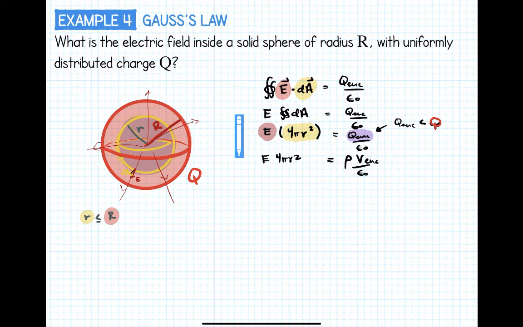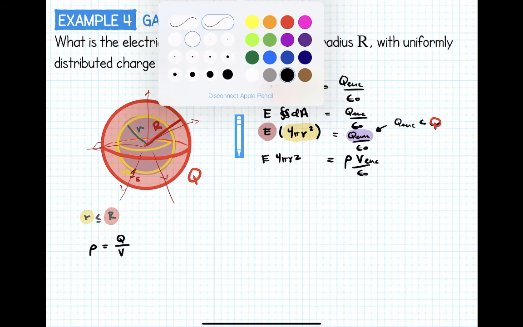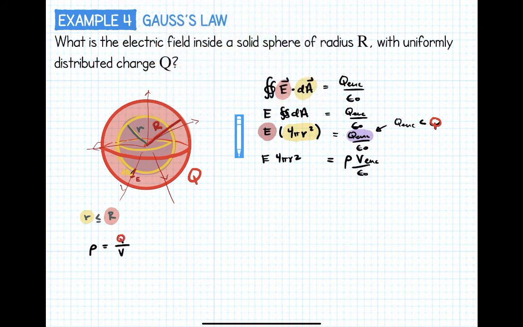And let me show you what I mean. So we have rho, which is the density of this whole thing, and that's going to be Q over the volume. So that's going to be this Q, this total Q, over the volume of this red object. So when we actually plug that in, that's Q over the volume of a sphere of radius r, right?